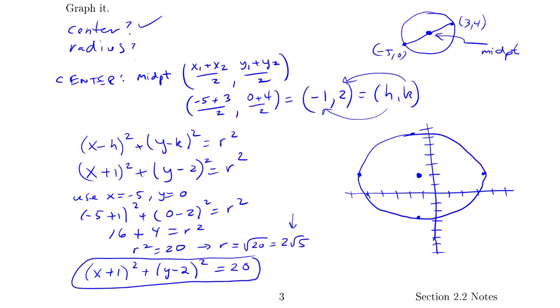Notice that if I drew this a little better, you would see that negative 5, 0 is on the circle, and 3, 4, and that was the original points that were given.